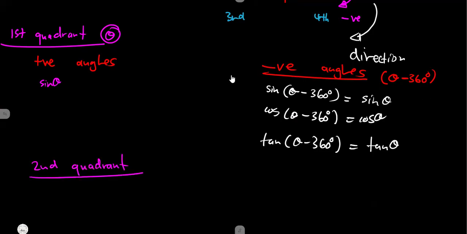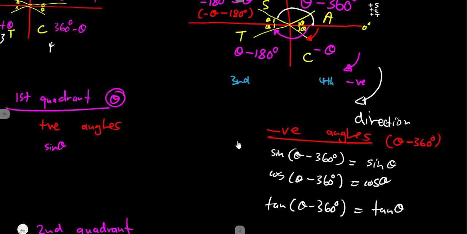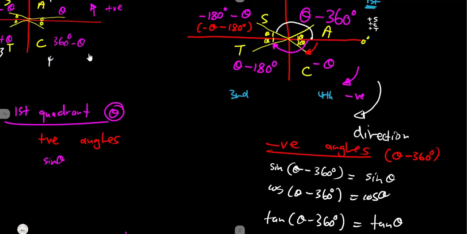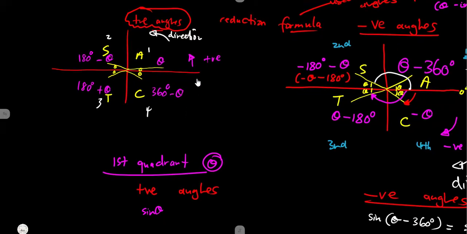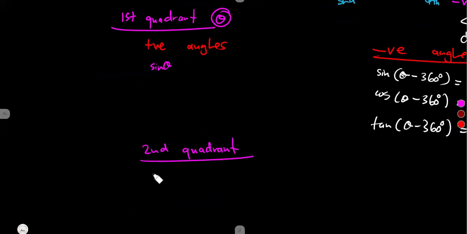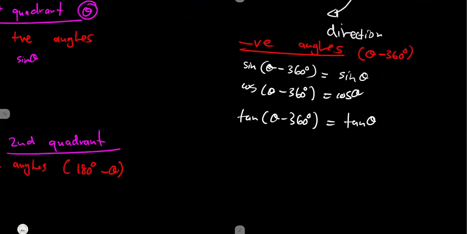We are going to notice, guys, just like the previous case, in the second quadrant of the positive angles, we saw that our angle is 180 degrees minus theta. So as of the positive angles, our angle there is 180 degrees minus theta. It is the same thing that we are going to have, the answers are going to be the same as of the negative angles.